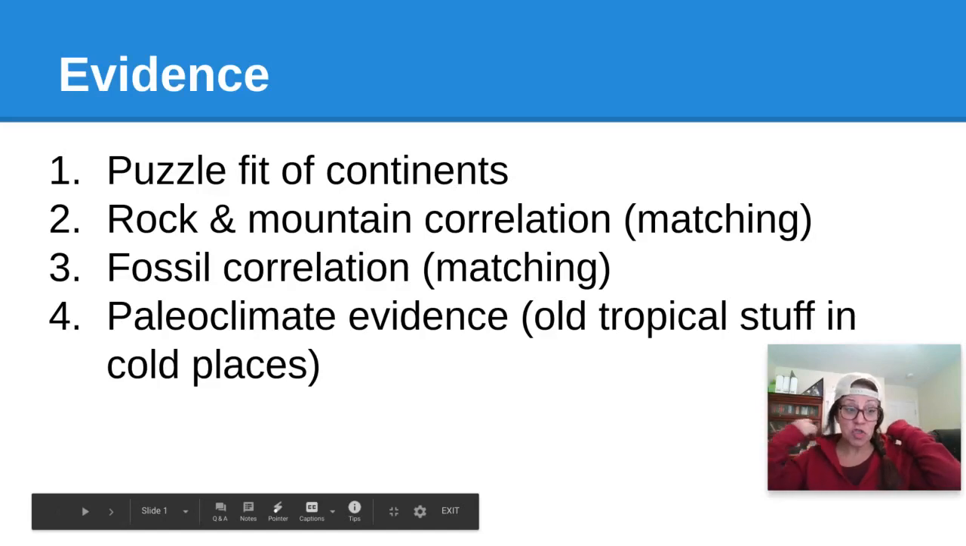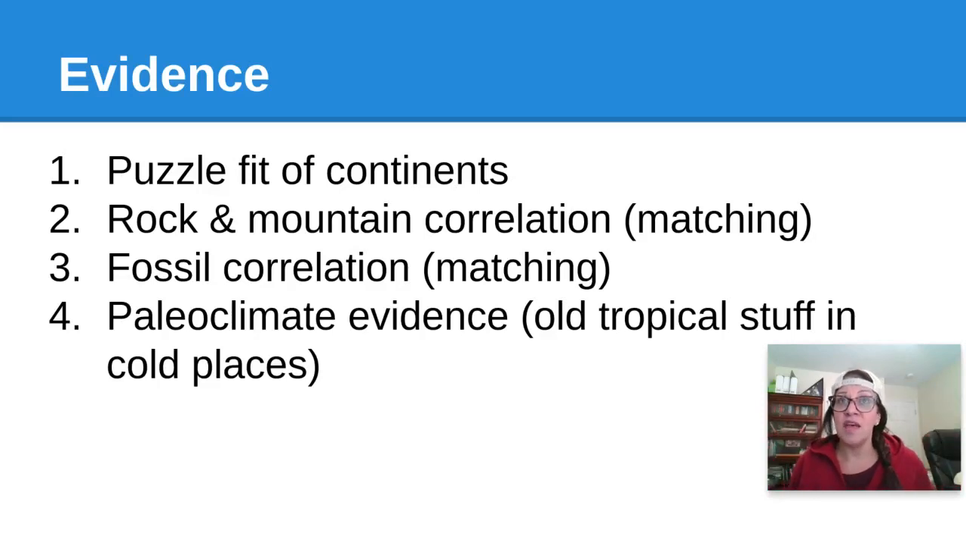Hi, guys. So now that we've heard all the evidence that Alfred Wegener came up with to support his theory of continental drift, let's go into the evidence in a little more detail so I can be sure that you understand. So the four pieces of evidence are the obvious puzzle fit of the continents, the rock and mountain matching across continents, fossil matching across continents, and the paleoclimate evidence, right? Which is like one example is finding old tropical stuff in cold places, and of course, vice versa.